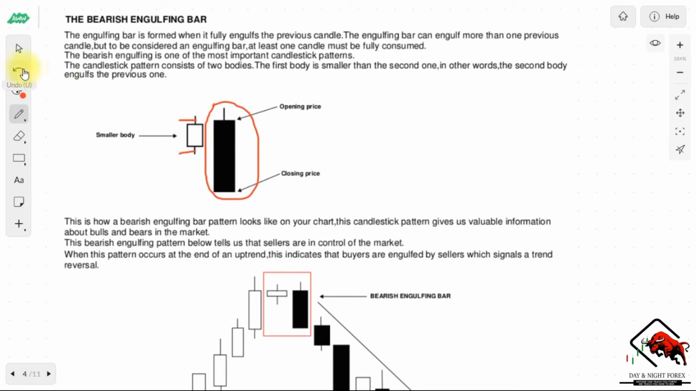As you can see, the price is above that candlestick and it's below that candlestick. So this one is basically fully covered, fully engulfed, and that is what we mean by engulfing the previous candle. The engulfing bar can engulf more than one previous candle, but to be considered an engulfing bar, at least one candle must be fully consumed, as you can see with this demonstration right here.